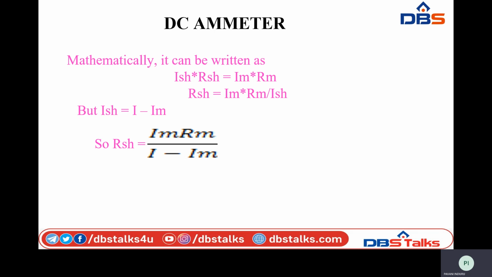The shunt resistance value which we need to select to connect across the galvanometer is given by the ratio of Im, Rm and I minus Im. So this is the formula we need to use to find the shunt resistance that is to be connected across the PMMC galvanometer.